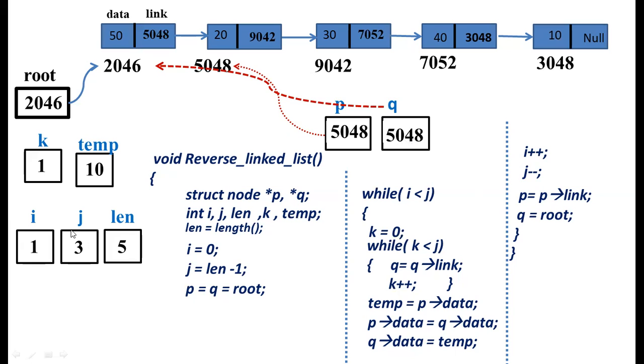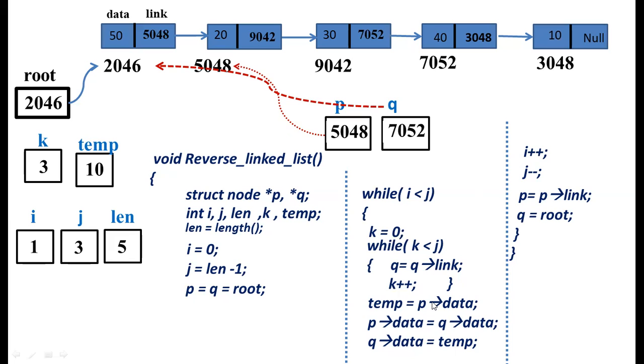1 is less than 3. Condition is true. So q will be q to link, 5048 to link is 9042. So here 9042, k value increments to 2. Now again 2 is less than 3. The condition is true. So here the value is 7052 and k value becomes 3. 3 is less than 3. The condition is false. So it will come out of this while loop.